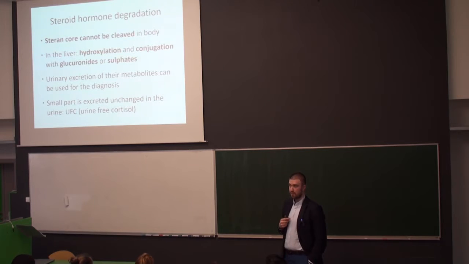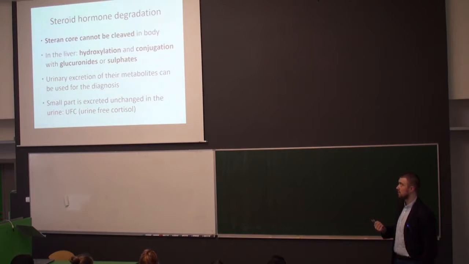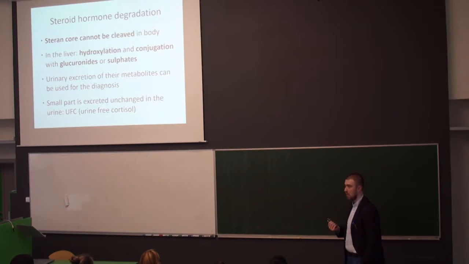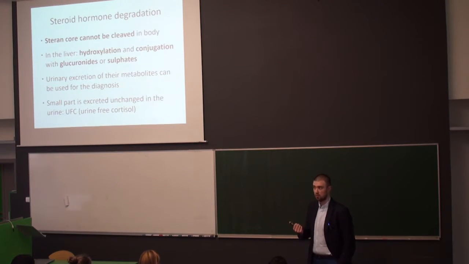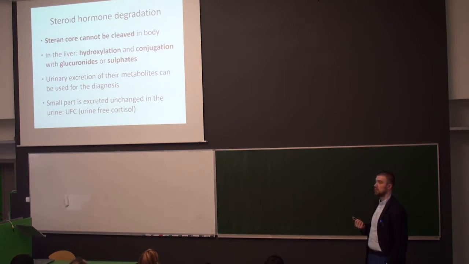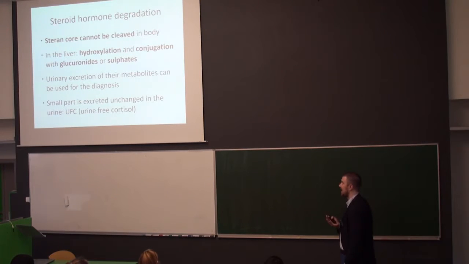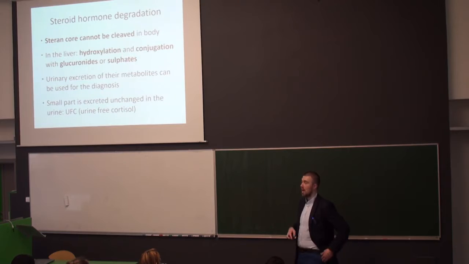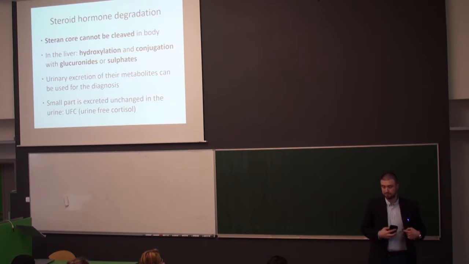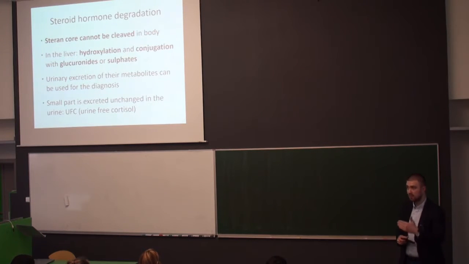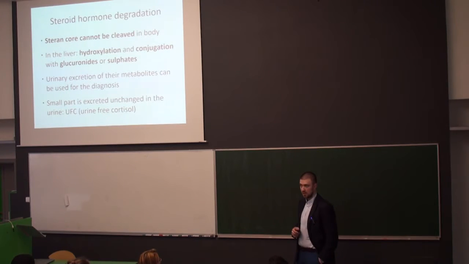About the degradation, several simple rules. The first rule is that we cannot cleave the steroid core in our body. That means that we must modify the molecule, but we cannot cleave the core. So typically what we do with a steroid hormone is modify the molecule by some hydroxylations, and then conjugate it with something. And this something can be, for example, glucuronic acid, or it can be sulfates. Then these metabolites are excreted in urine, and in urine you can measure these metabolites.